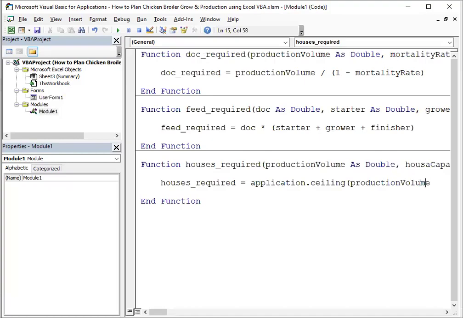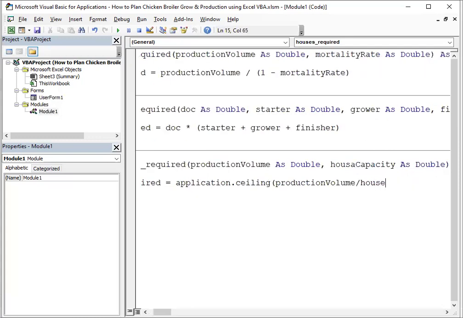Be careful with your spelling. Otherwise, there's going to be an error later on. And house capacity, divide by house capacity. So if our house capacity is, for example, 25,000 birds that are going to fit in one house, we're going to divide the production volume, let's say 1 million, divided by 25,000. That would be the number of houses that we're going to need for growing the birds.